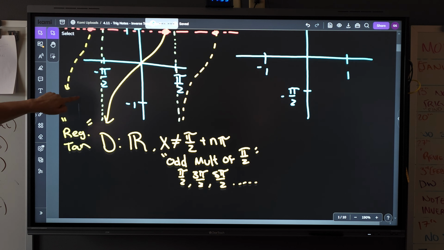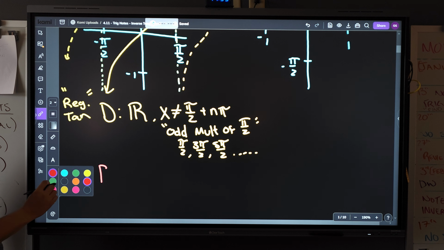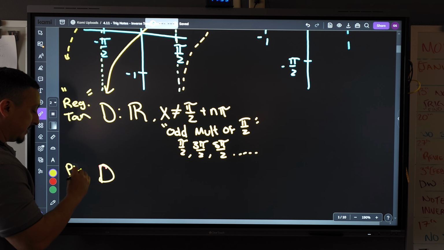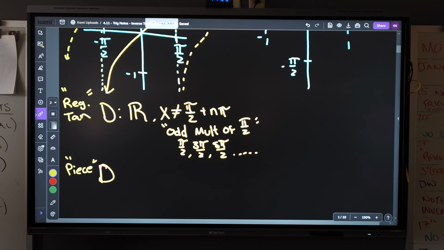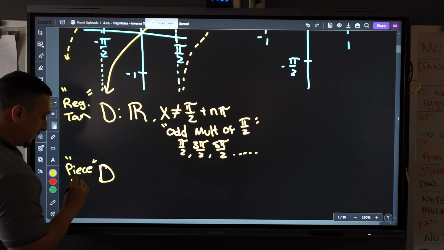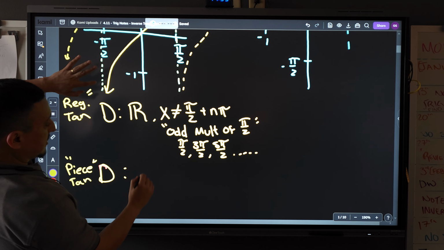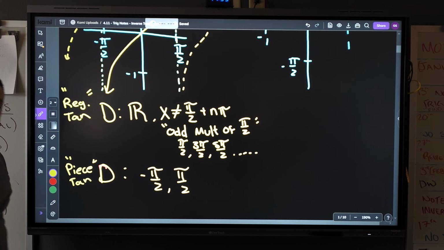So now I'm going to do the domain, not of all of it. Let me switch colors here. But the domain of, what do we want to call it? This little segment. The part that we're going to inverse. So the piece of tangent. Not all of tangent, okay? I'm trying to make that clear to you. Not all of it, just that piece. So this piece just goes from negative pi over 2 to pi over 2.